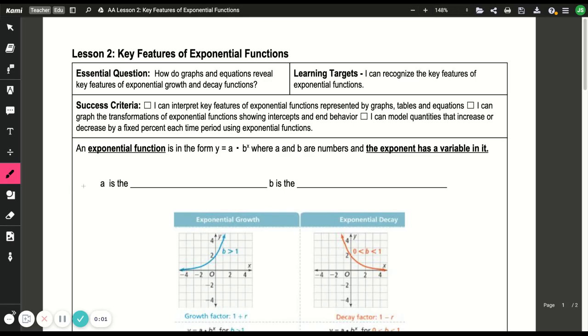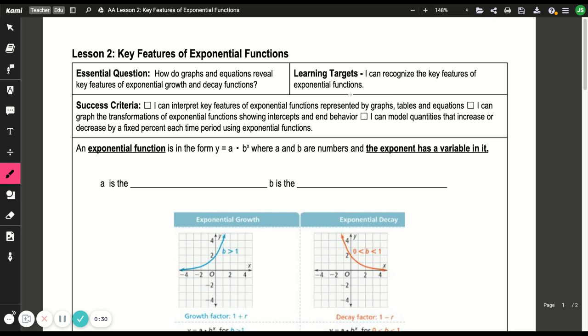Good morning. Lesson 2 is key features of exponential functions. So we practiced just working with exponents in lesson 1, just to kind of gear us up for the next couple of lessons. Lesson 2, we're going to be talking about graphing exponential functions, and then lesson 3 is kind of applying exponential functions.